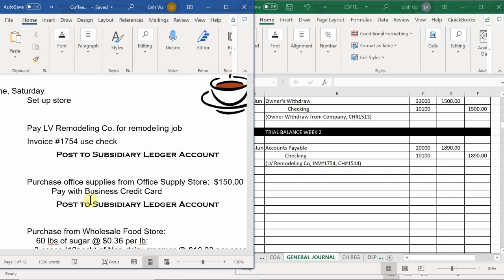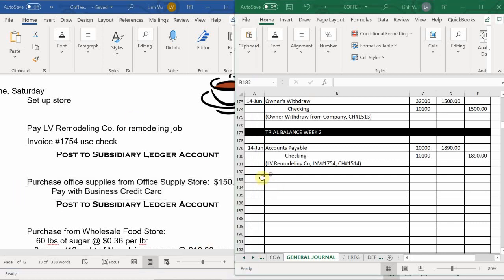What did we do here? We bought office supplies and paid with a credit card? Good. We bought office supplies with the credit card. Okay. I didn't specify what we bought, but it gave us a total of $150. So how am I going to journalize this? Office supplies and Visa payable. Good. We just acquired some business supplies, or office supplies, excuse me.